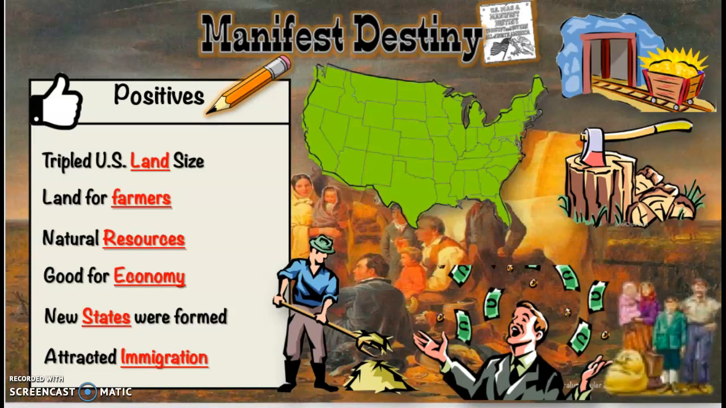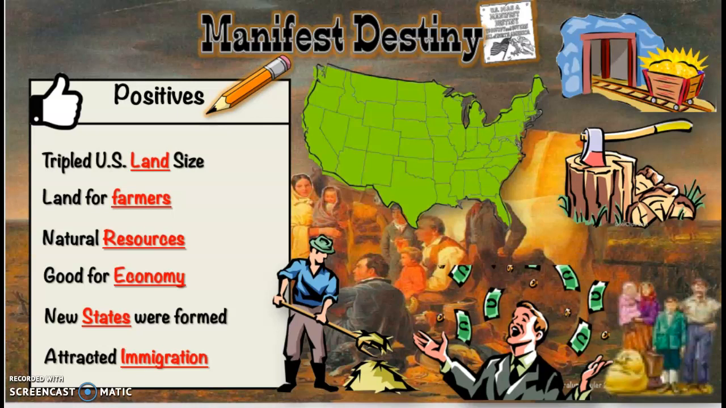In the lower right-hand corner of your notes, you can see 2 boxes, one labeled positives and one labeled negatives. So we'll talk quickly about the different effects of our expansion toward the west. The positives include things like expanding the size of our country by 3 times. And as we expanded, we found very rich farming land, including where we live today, here in Minnesota. We also found many natural resources like lumber and gold.